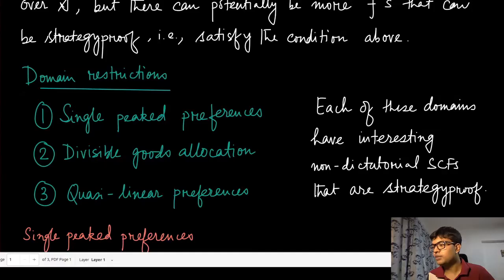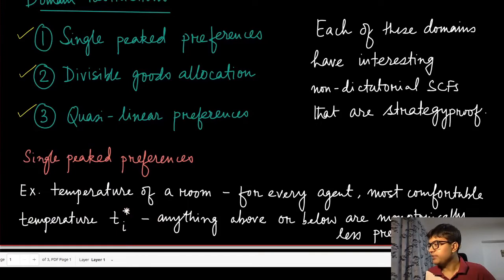There are some important domain restrictions that are already well known in the literature, and we'll be discussing three of them in this course. The first domain restriction is single peak preferences, which we are going to start next. And later on, we'll see there are domain restrictions like divisible goods allocation and quasi-linear preferences. We'll discuss this third domain restriction in quite some detail because that is very applicable to various real-world applications. So what is single peak preferences?